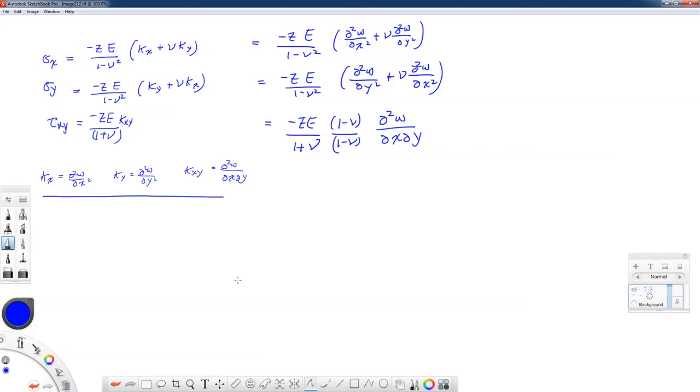And for tau xy, I'm going to do one extra thing. I'm going to multiply the top and bottom of that equation by 1 minus nu. So if I want, I can write it this way as minus z E divided by 1 minus nu squared times 1 minus nu, second partial of w with respect to x and y.